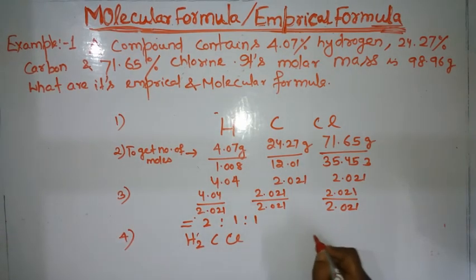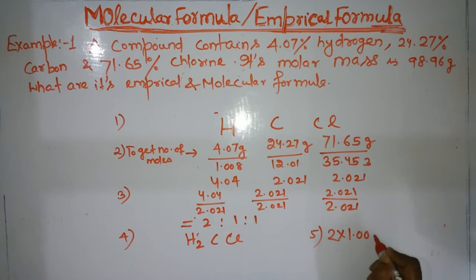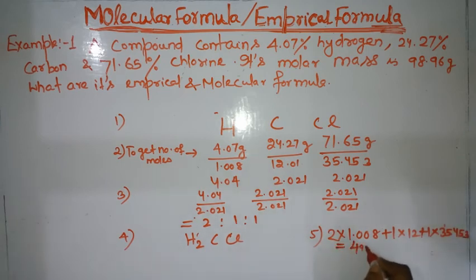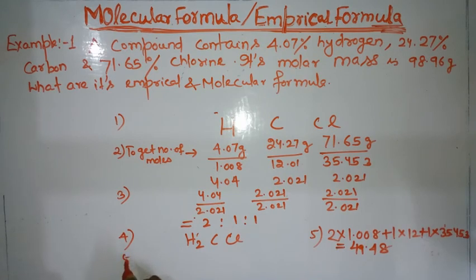In the next step, find the molecular mass of the empirical formula. The molecular mass of the empirical formula will be 2 into 1.008, plus 1 into 12, plus 1 into 35.453. You add, what will you get? It will come as 49.48. Clear?